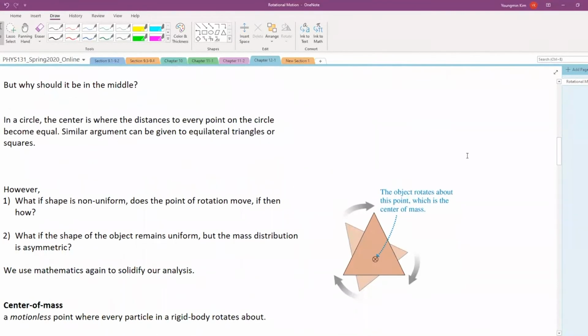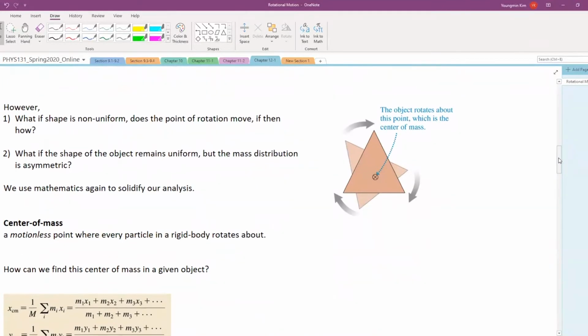But let's go a little bit further to solidify this. Think about these 2 scenarios. What if the shape is now non-uniform? For example, from an equilateral triangle, now the triangle is reformed as a bilateral triangle. If you spin that triangle around, as in this figure on the right-hand side, will it still rotate about its relatively center position? Or will it change? Will it shift to a different position? And if so, by how much?